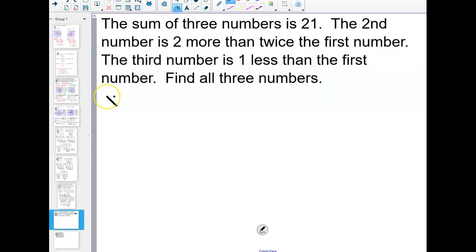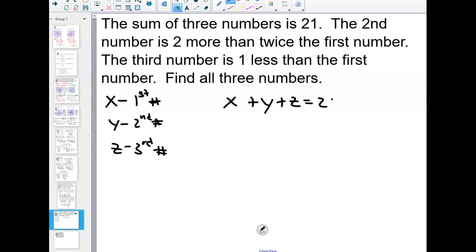So I need to establish what my variables are. X is the first number. Y is the second number. Z is the third number. The sum of the 3 numbers is 21. If I add all 3 numbers, I get 21. The second number, which is y, is 2 more than twice the first number. So if I double the first number and add 2, that's my y.